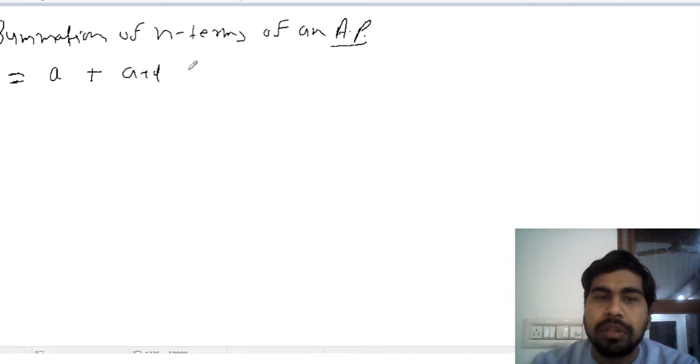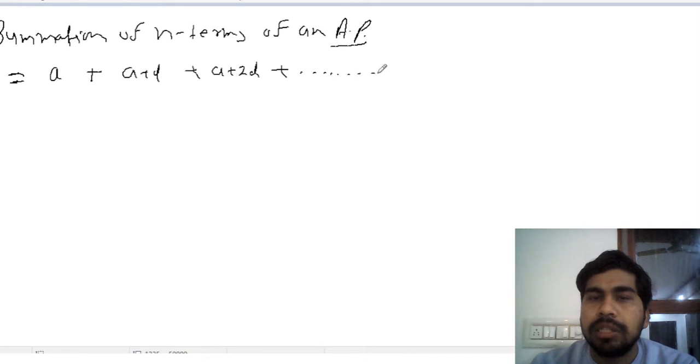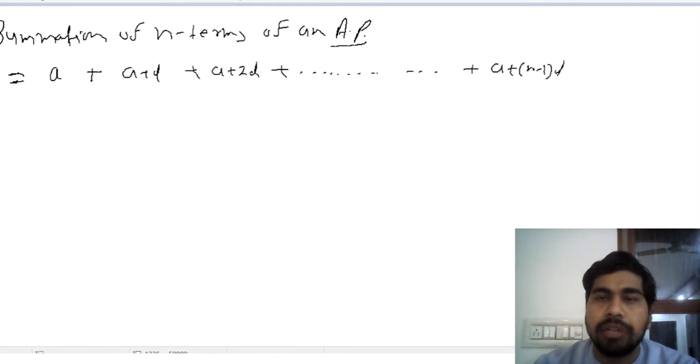a, a plus d, the third term is a plus twice of d, and so on, such that the nth term we know is a plus n minus 1 into d. And for the summation of n terms, we will rewrite the same expression from the end. The first term, this is the nth term, we will write a plus n minus 1 into d, plus a plus n minus 2 into d, and the first term comes at the end as a.